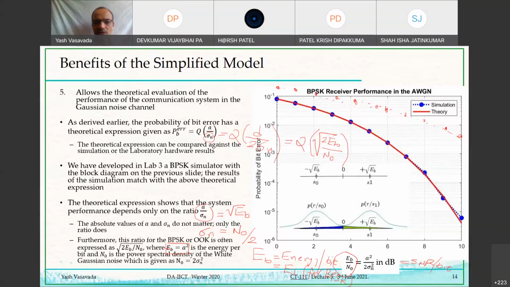Okay, so sigma squared would not be N naught by 2. Sigma squared will be N naught by 2. Yeah, correct. So this is wrong writing. This should be sigma n squared is equal to N naught by 2. Correct.